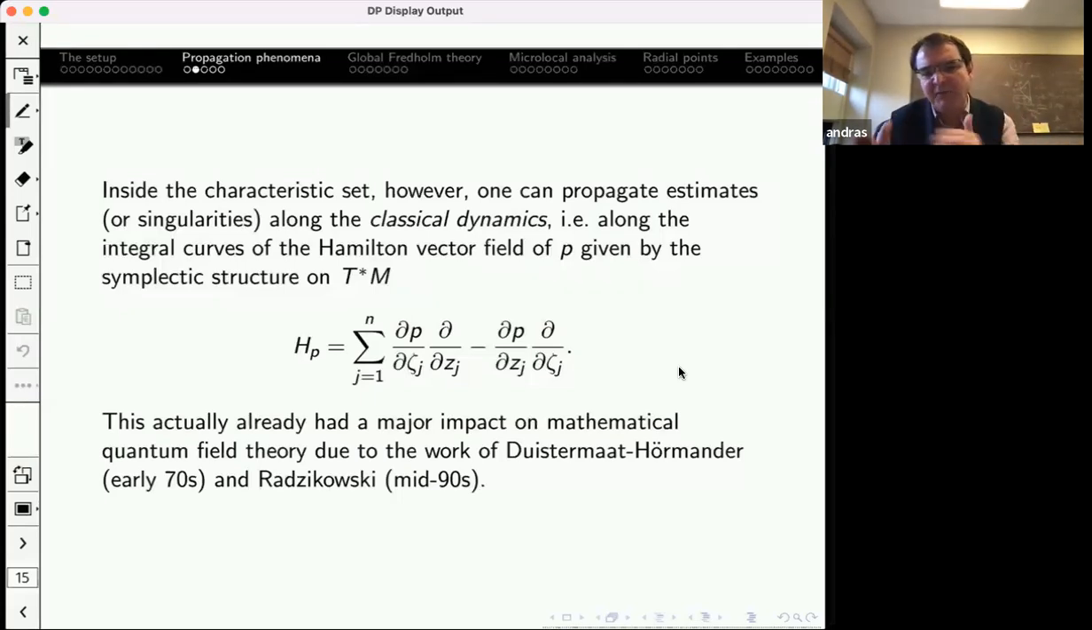And in mathematical quantum field theory, this had an impact due to Duistermaat and Hörmander in the early 70s, who discussed this. And then Radzikowski, in part because of Wightman's questions, exactly with QFT, which are positivity-related questions. Radzikowski used this, I will comment on this later, as a replacement for the usual Hadamard condition.